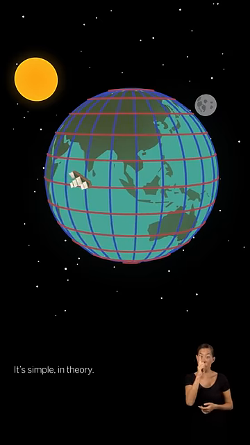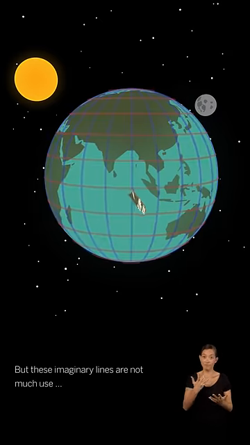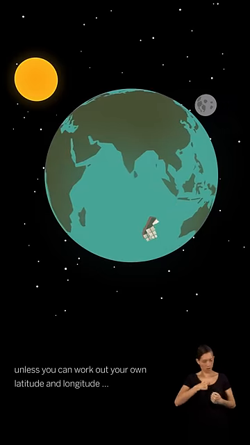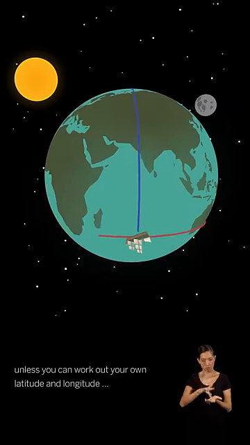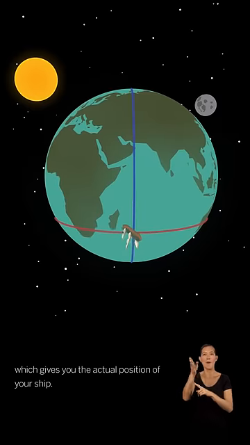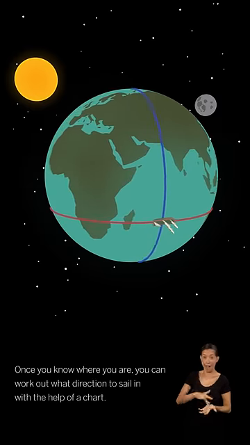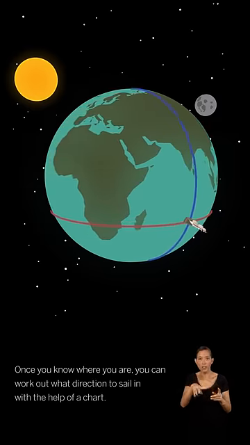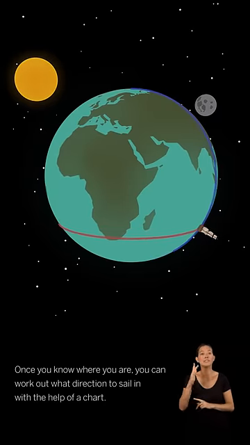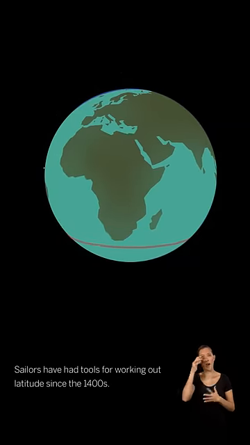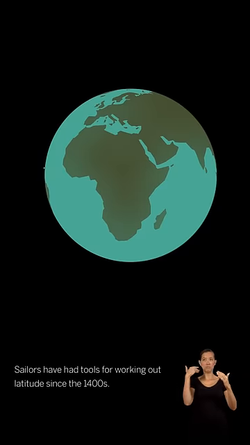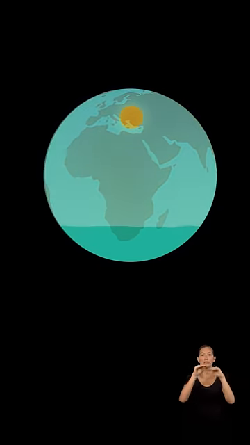It's simple, in theory, but these imaginary lines are not much use unless you can work out your own latitude and longitude, which gives you the actual position of your ship. Once you know where you are, you can work out what direction to sail in with the help of a chart. Sailors have had tools for working out latitude since the 1400s.